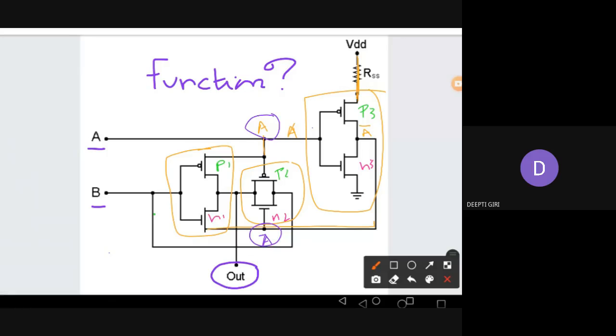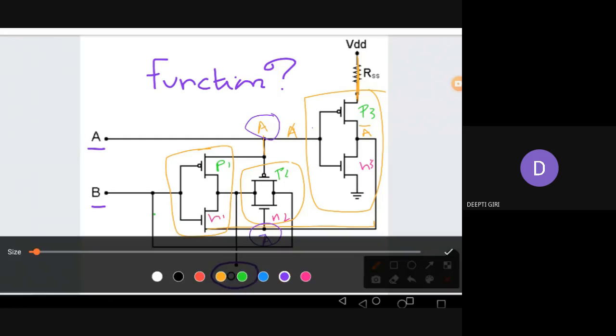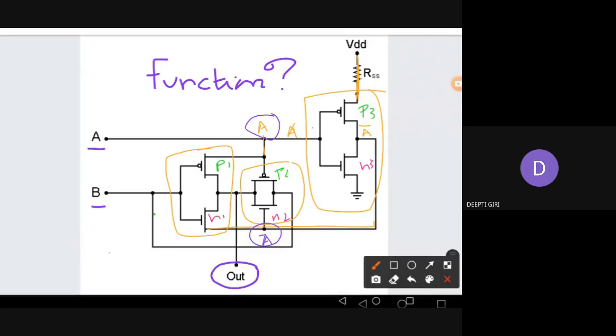The first way is to give A some value. For example, let me give the initial value of A to be 0 and B also 0. So assume 0 0. What happens if A is 0 and B is 0? We know A is going to the input of this inverter, so A bar is 1.